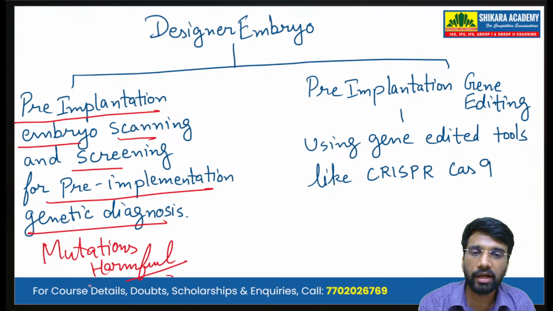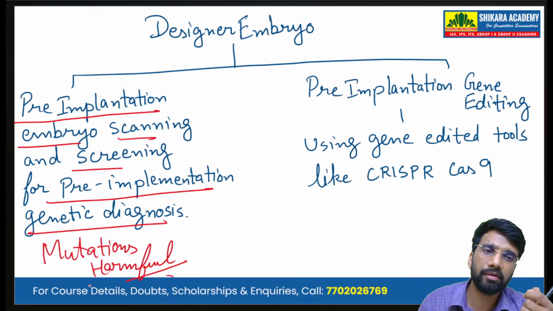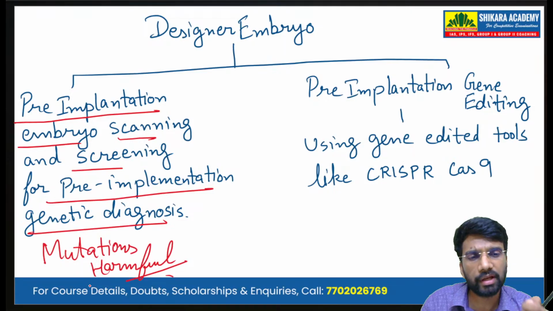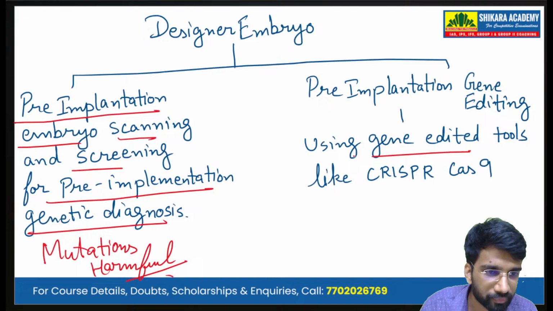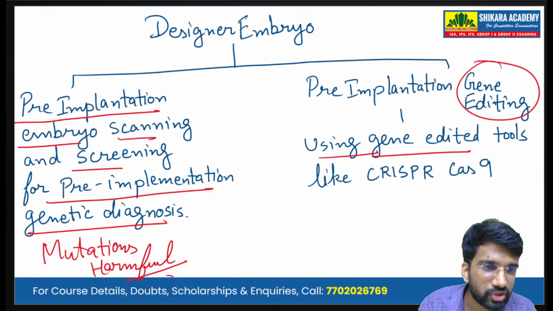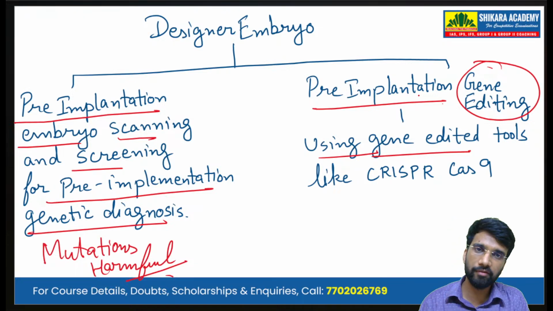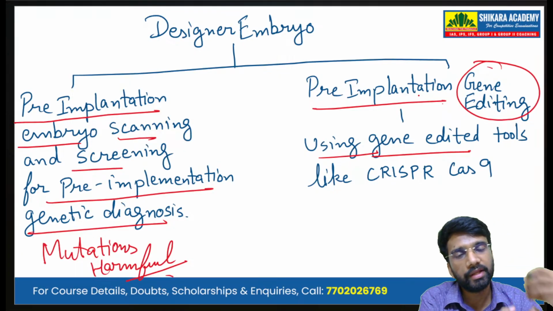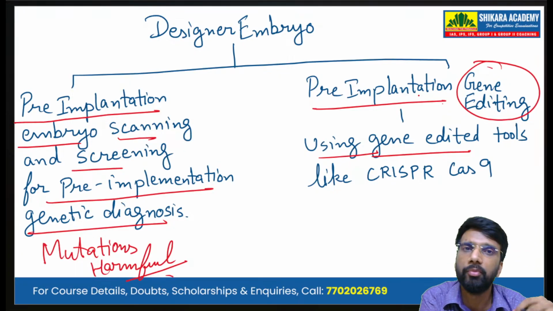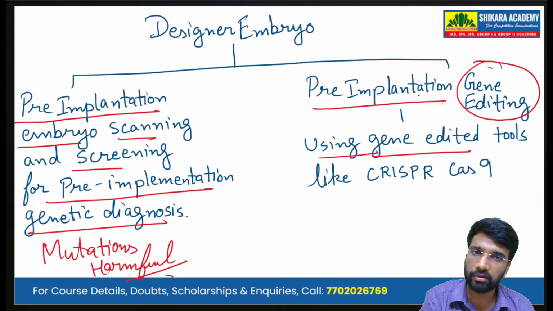Now, if we find that there are certain harmful mutations, then we can use gene editing tools such as CRISPR-Cas9 to edit that particular genome before the implantation itself. So firstly, we diagnose the harmful mutations, then we try to rectify them by using gene editing tools such as CRISPR-Cas9. That is the designer embryo technology.